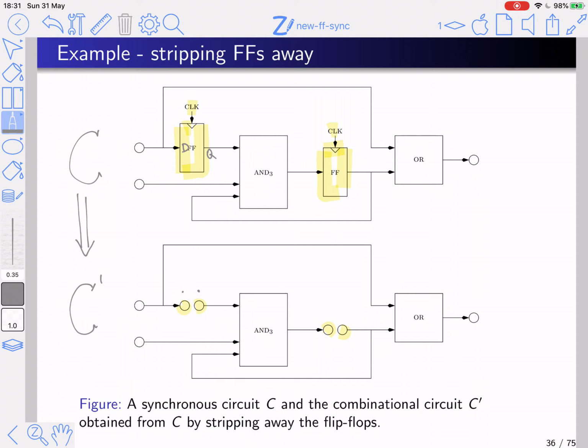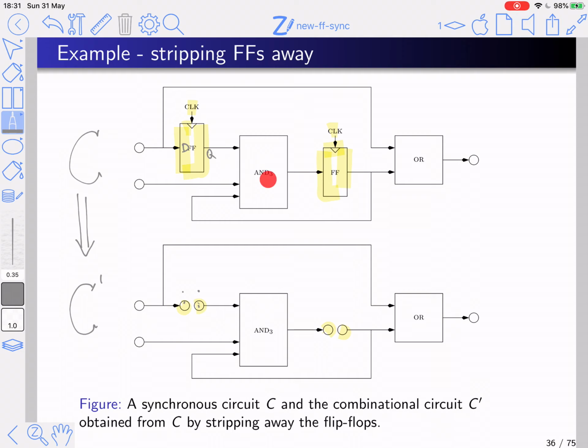Here I'll have an output which corresponds, sorry, this is an output, this is an input, this is an output, this is an input that correspond to the D and Q ports respectively. I do the same thing with the other flip-flop, and now I get my C prime. So in C prime, all the original inputs, I keep them without a change. All the original outputs I keep without a change.